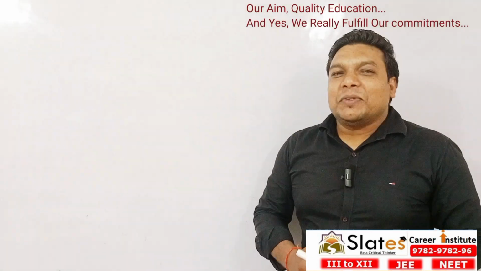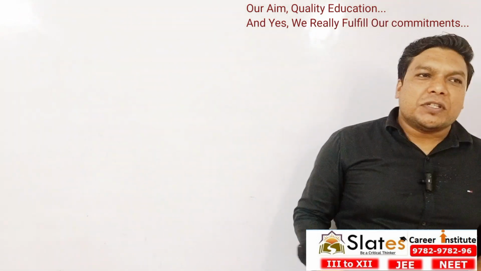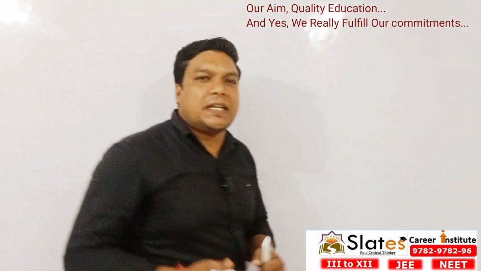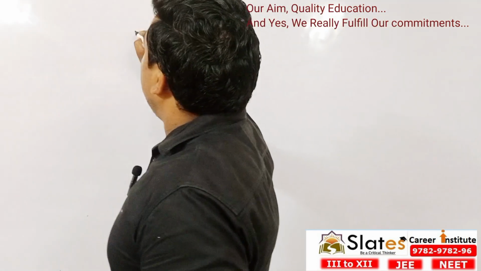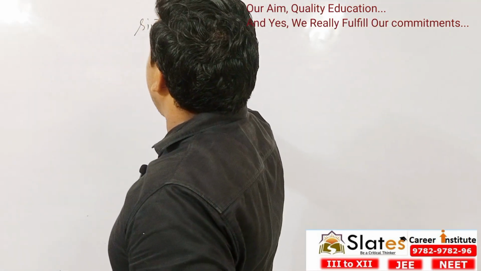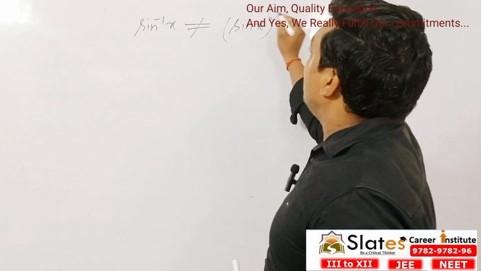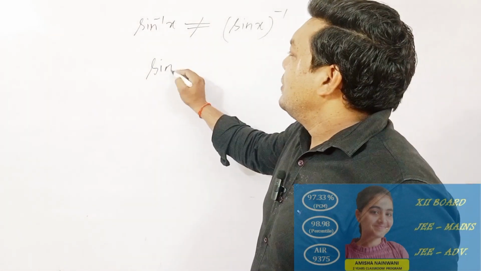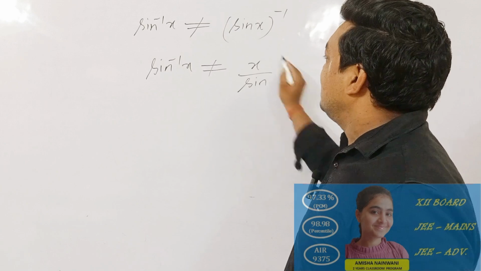So we are starting with inverse trigonometric functions. What we have seen till now: graphs of inverse trigonometric functions, sine inverse x, cos inverse x, tan inverse x, sec inverse x, cot inverse x and cosec inverse x. First important thing we have seen is that sine inverse x is not equal to (sine x) to the power minus 1. Also, sine inverse x is not equal to x upon sine.